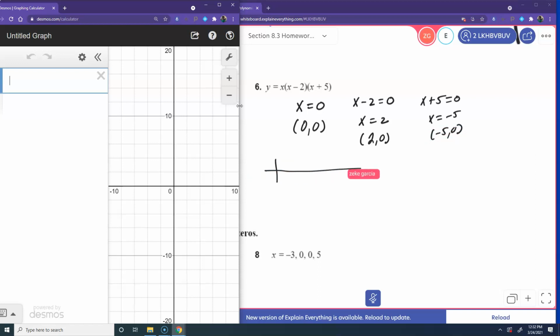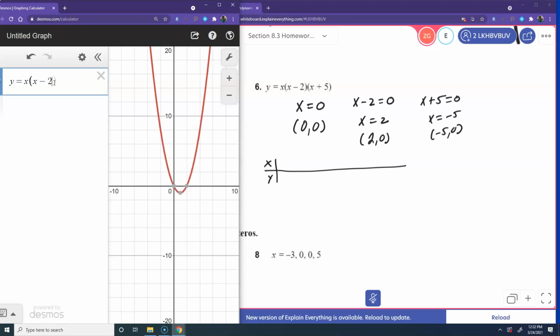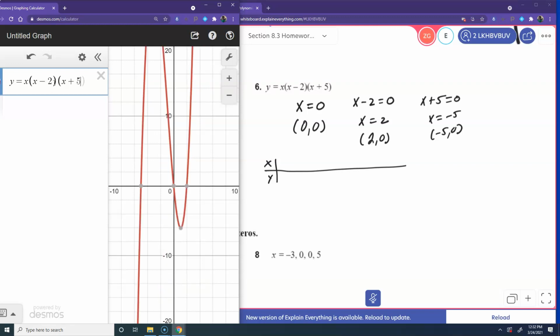We're going to make a horizontal table. And I'm going to go ahead and type in the function y equals x, parentheses x minus 2. And then we have x plus 5.